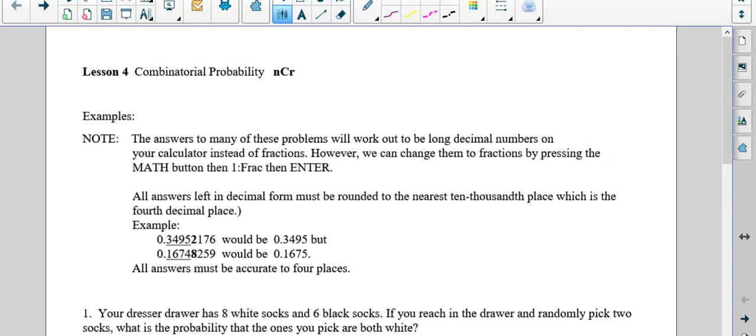All right, combinatorial probability. So we're going to be using nCr, combinations, right?